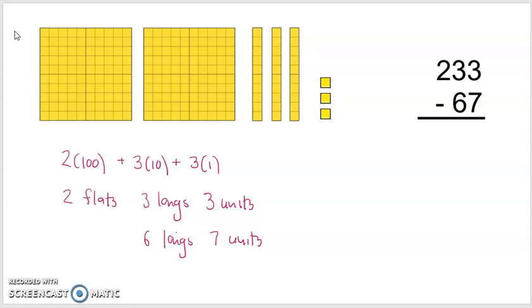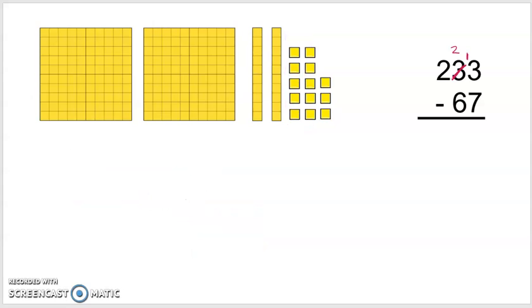So what we're going to do is a trade. Say I'm going to trade one of these longs right here for 10 units. And through the magic of technology, there it is. There's the trade. And I represented that in the tableau, is what people call the subtraction notation. So I no longer have 3 longs, I only have 2 longs. I cross out one of the longs, and I add that to the units. So now I have a total of 13 units.